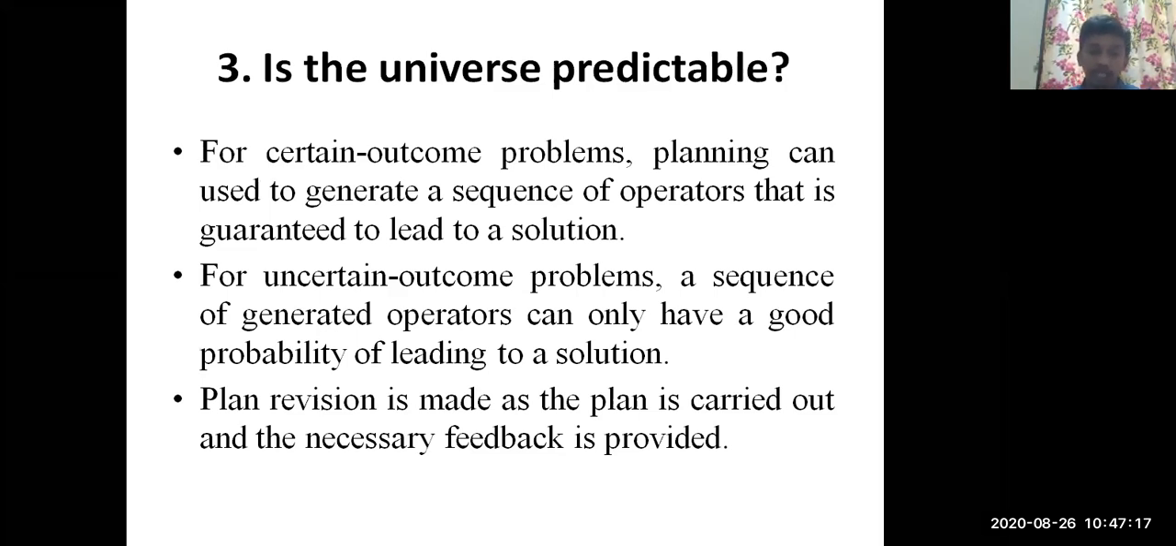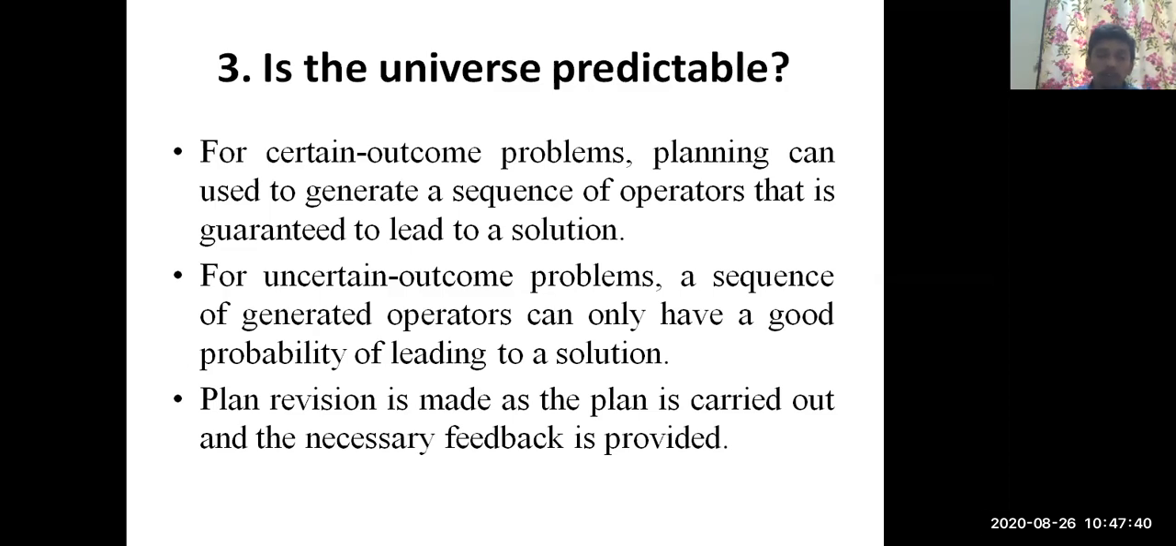For uncertain outcome problems, a sequence of generated operators can only have a good probability of leading to a solution. That is, only some steps can lead to a possible solution. Not every step will lead you to a solution. So you need to follow some sequence of operations, then only can you expect a good solution that will be accepted universally, or else that will not be a good task.